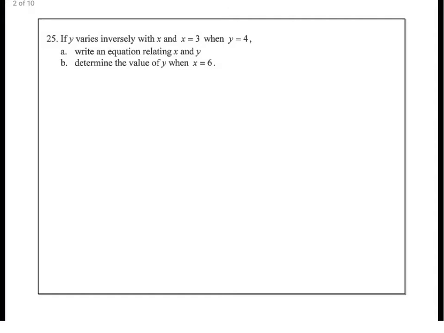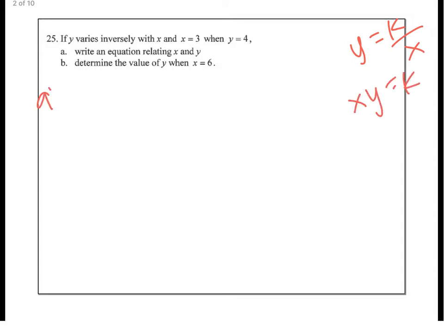Okay, question 25 says if y varies inversely with x and x equals 3 when y equals 4, write an equation relating x and y. So if you remember, we know an inverse relationship exists when y is equal to k, a constant, divided by x, or when you multiply x and y, you get a constant.